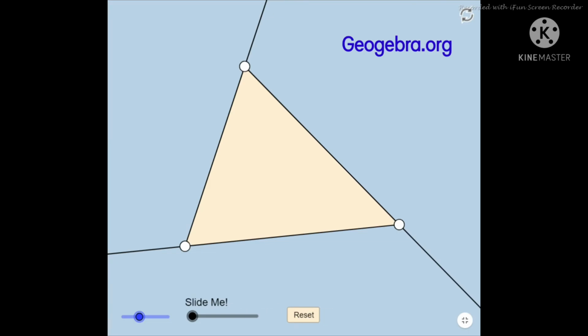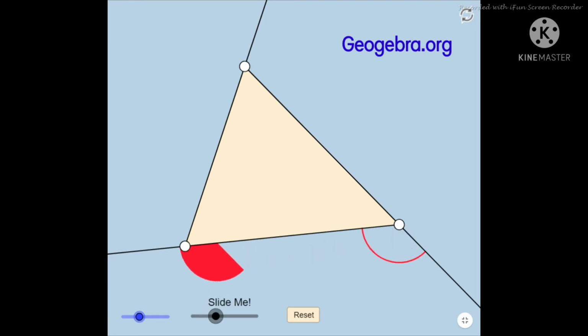Let's see another way of proving that the sum of the exterior angles of any polygon is 360 degrees. Here we have considered a triangle. As you can see, we have 3 vertices and 3 exterior angles. So let's start. We'll use the slider button and see how it works. This is the first exterior angle, angle 1.